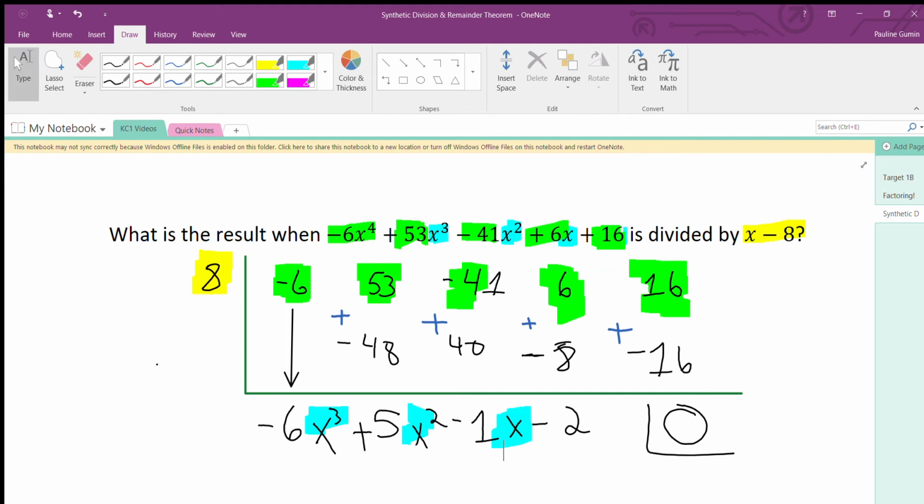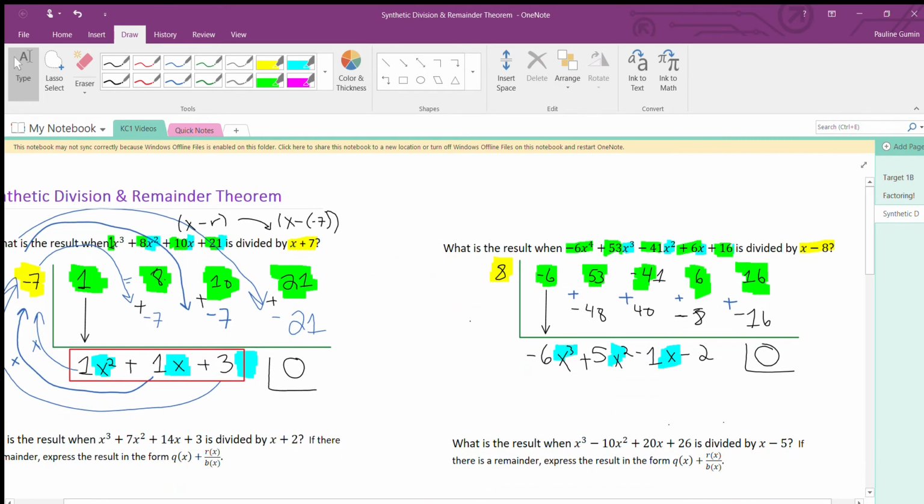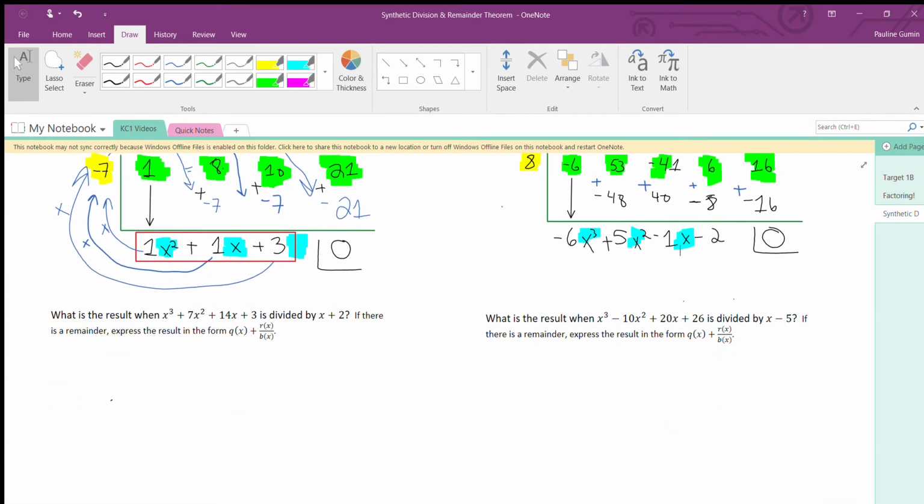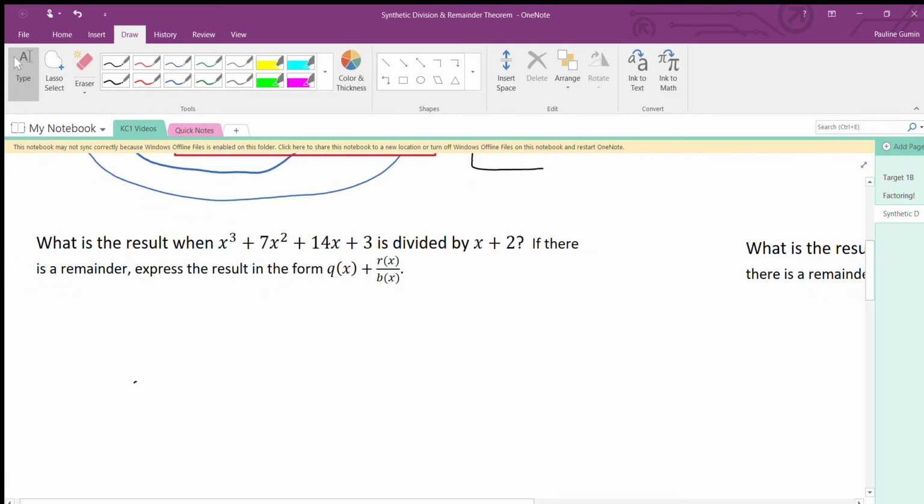Fantastic. So just a bunch of multiplying and adding. It looks strange, but it is so quick. It's great. I think this is one of my favorite methods that is actually like a rule in math that you can do that saves you time, because otherwise long division is a little more tedious.